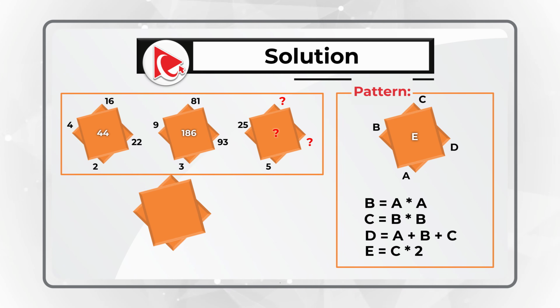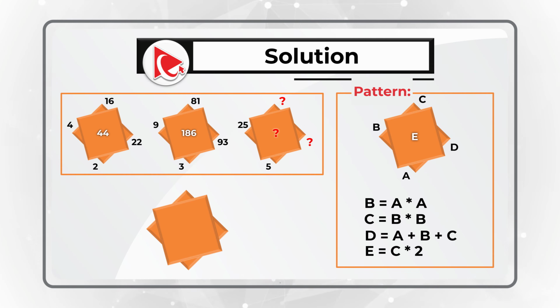If we look at the first set of diamonds, the number at the bottom of the diamond is 2. The number on the left is calculated as 2 multiplied by 2, which equals 4. The number on the upper side of the diamond is calculated as 4 multiplied by 4 and equals 16. Then the number on the right is calculated as 16 plus 4 plus 2 and equals 22.